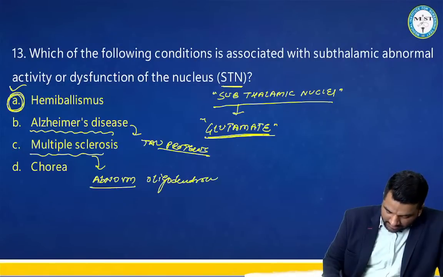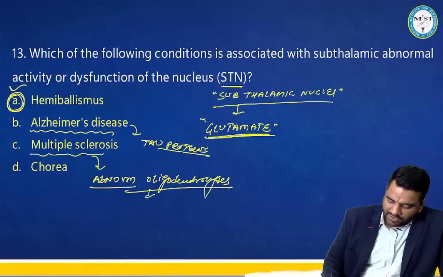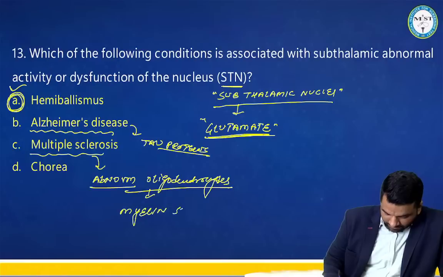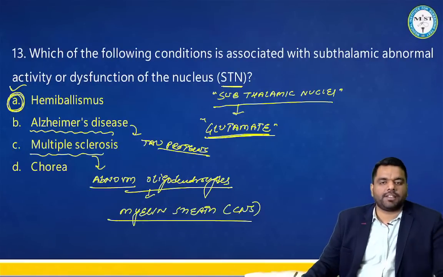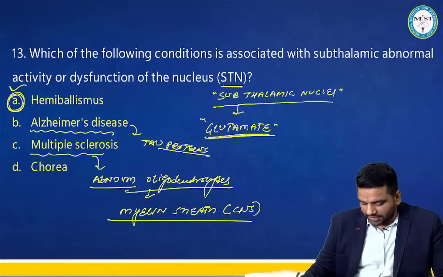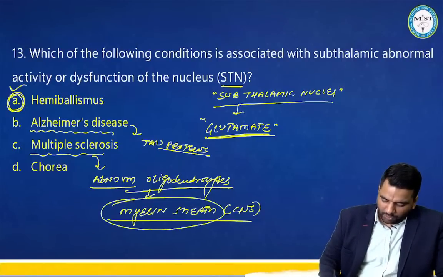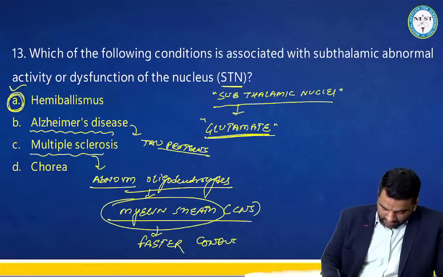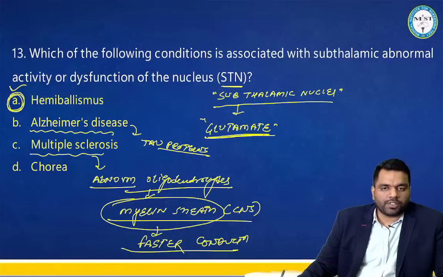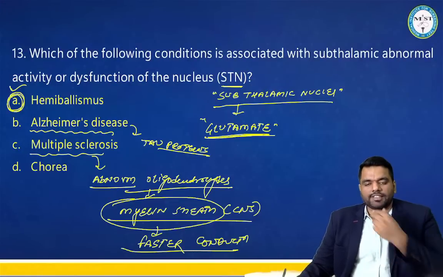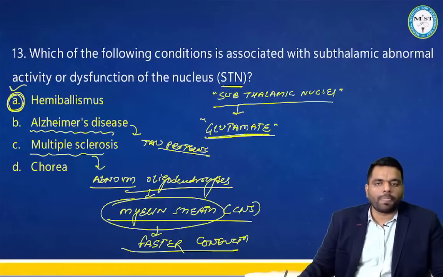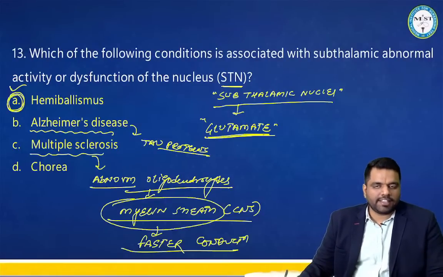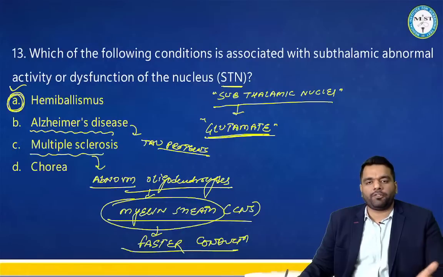Oligodendrocytes basically make the myelin sheath of the central nervous system. This myelin sheath provides faster conduction. Remember? The myelin sheath is made by two cells: number one, the oligodendrocyte in the CNS, then the Schwann cells in the peripheral nervous system.